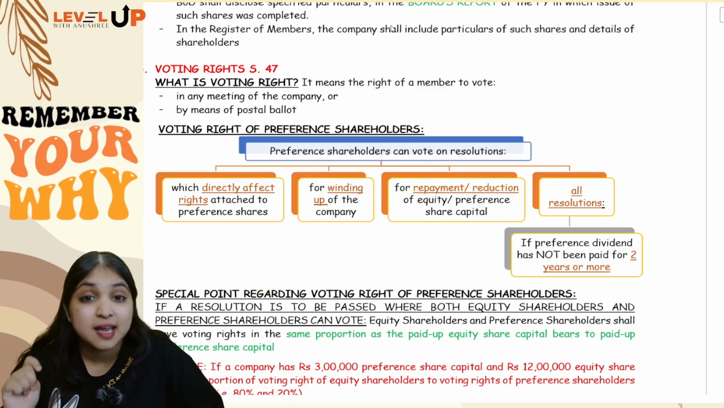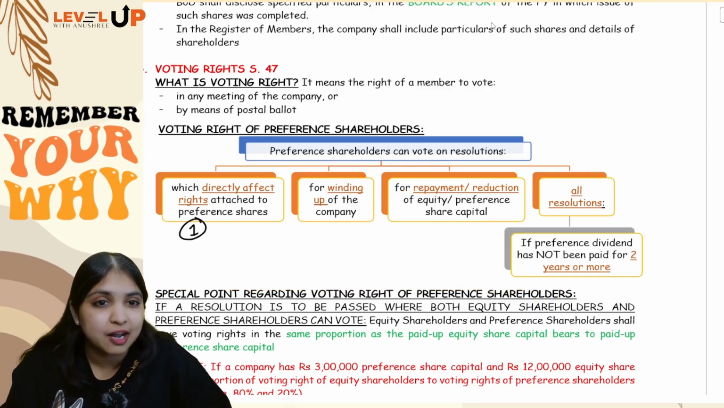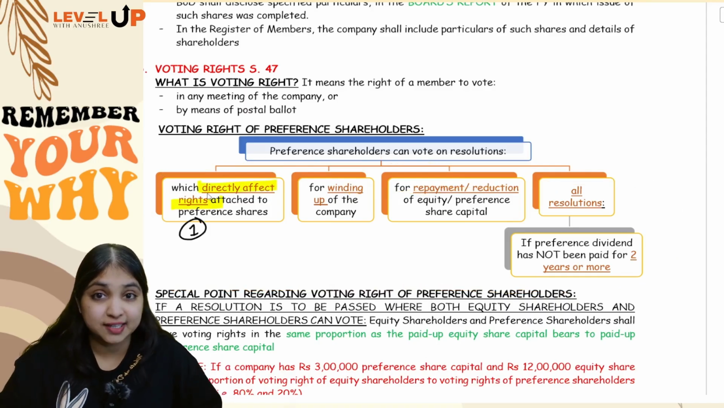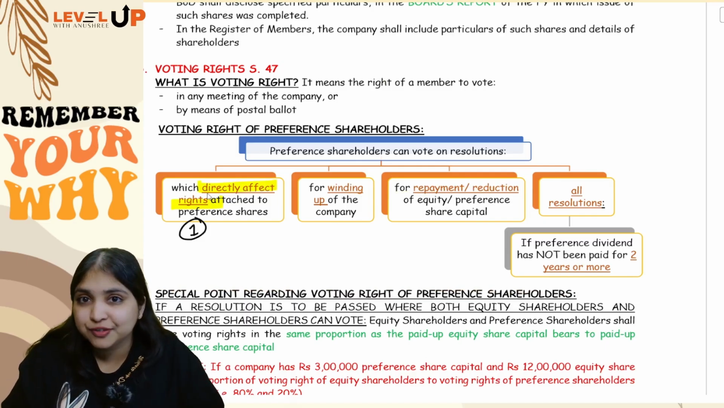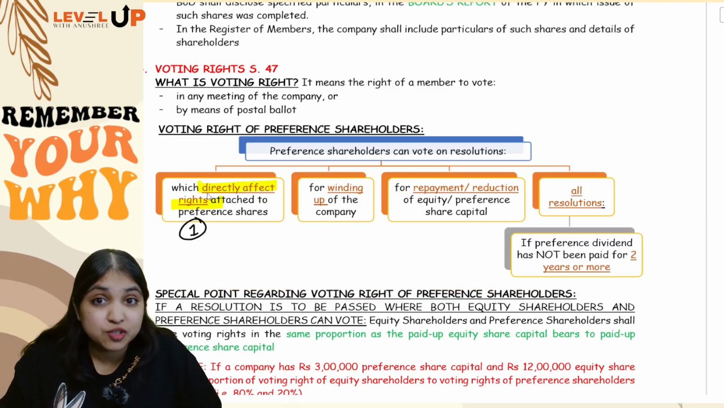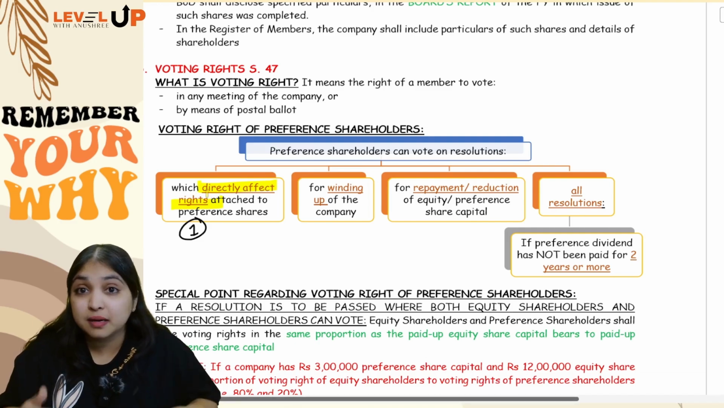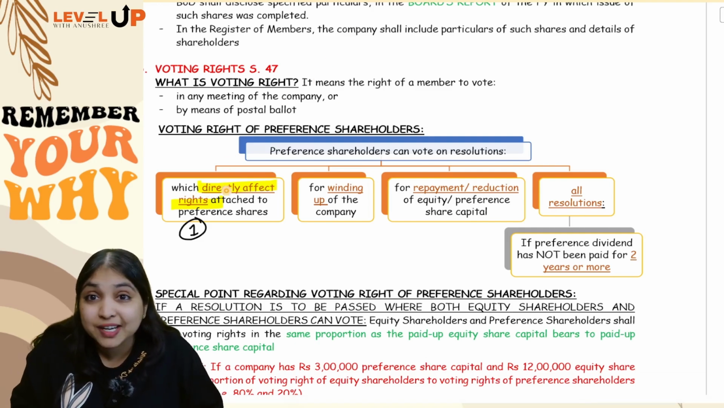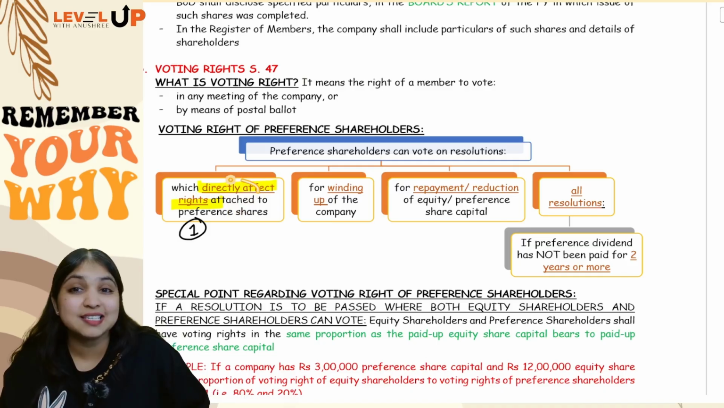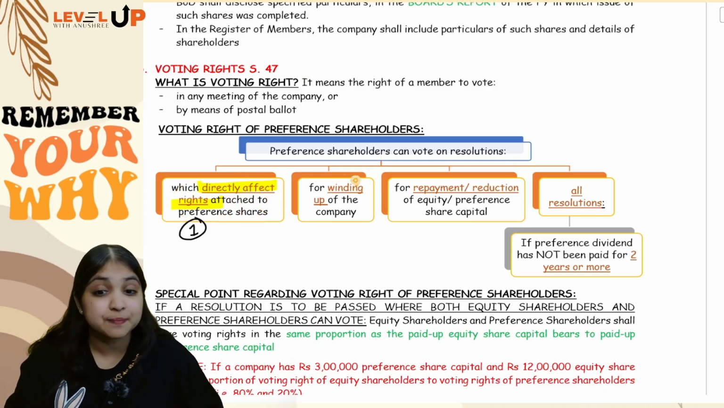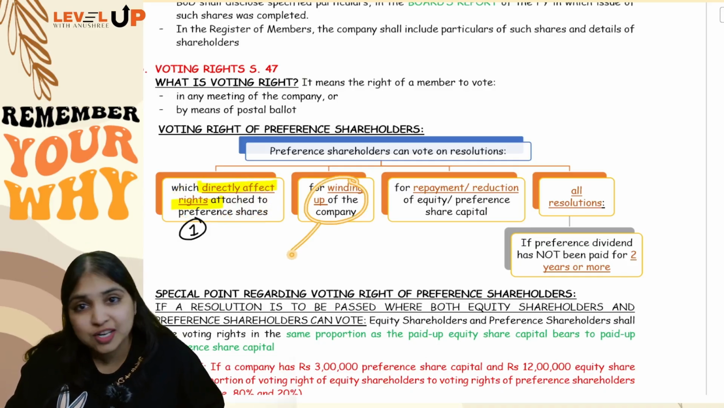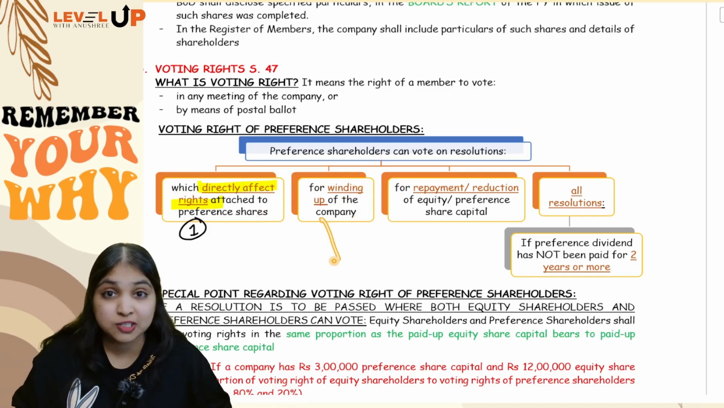What are the 4 cases? Number 1, all the matters which directly affect their rights. For example, if I am going to change the preference dividend rate, or the redemption period of the preference shares, I am coming up with a matter which is going to directly affect the preference shareholders' rights. So in these cases, I will give preference shareholders the voting right. Then in winding up resolutions, equity shareholders also can vote, preference shareholders also can vote.